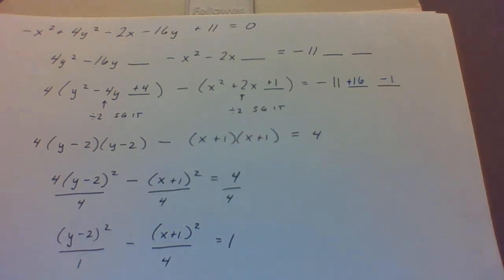So for our equation, we're going to get y minus 2, the quantity squared, over 1. Technically you don't have to write that 1, but since we need something in the denominator, I'm going to go ahead and leave it there so that we have it to work with. Minus x plus 1, the quantity squared, over 4, equals 1.